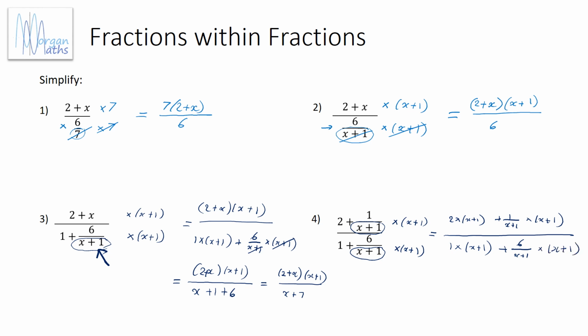So you can now expand your brackets, so we get 2x plus 2 plus the 1 left from the fraction, and at the denominator, same approach, x plus 1 plus the 6, because the denominator is cancelled with the x plus 1. And finally, you simplify, so you're going to have 2x plus 3 over x plus 7. And that's a nice, easy way to simplify these sorts of embedded fractions.